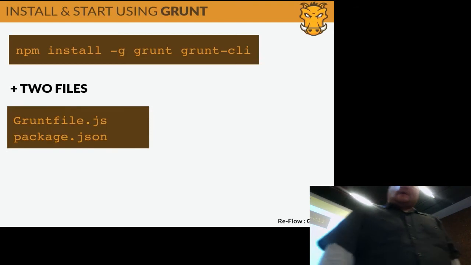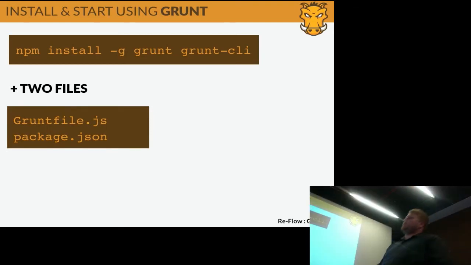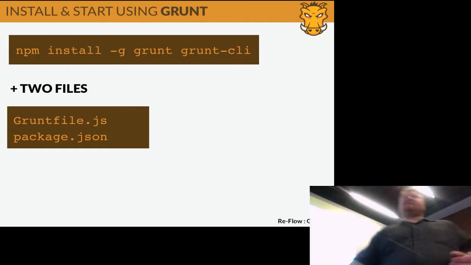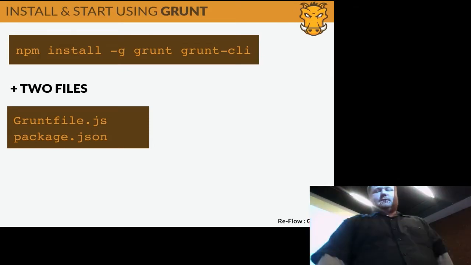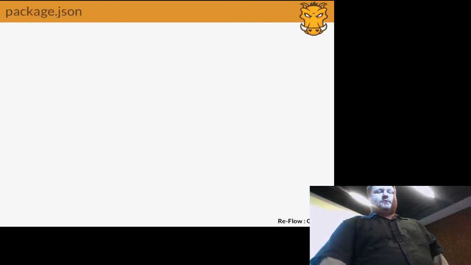And then we need two files. We need a Gruntfile and our package.json. Again, if you start getting used to using some Node tools, package.json is like our manifest file. And the Gruntfile is where we decide what we're going to do with our Grunt build.